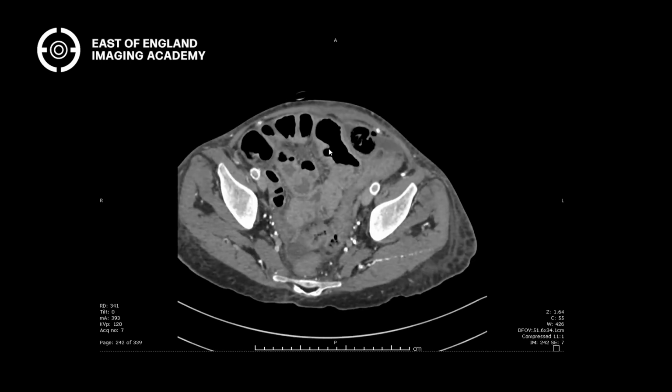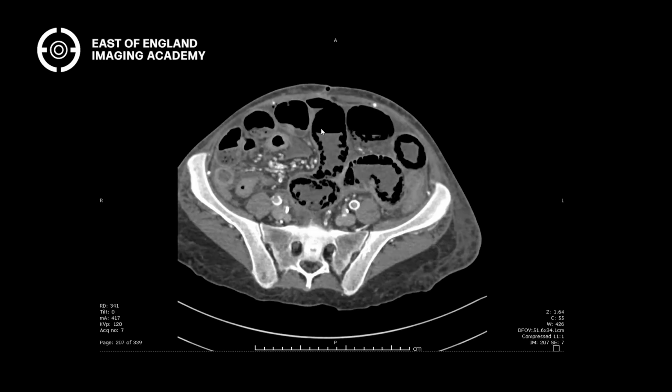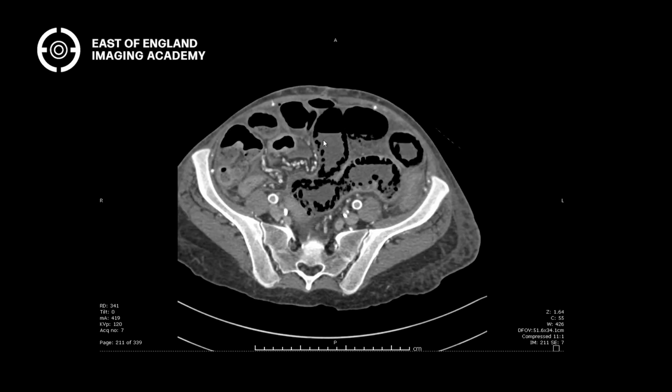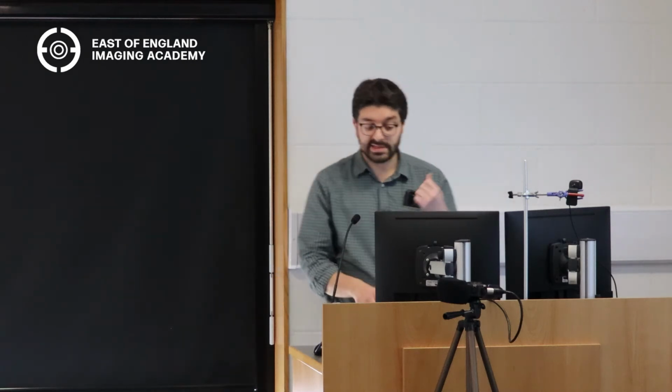So you can see here you've got some bowel which is enhancing quite nicely, and then you've got some bowel here which looks different. Can you see the wall of this bowel here is not as bright as, for example, the wall of that bowel there? Yeah. So if it's not receiving contrast, what does that mean? It's ischemic. Exactly. So if you're looking for ischemia, you're basically looking for alterations of the enhancement.